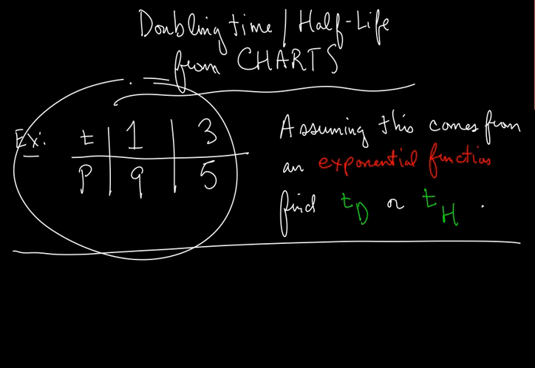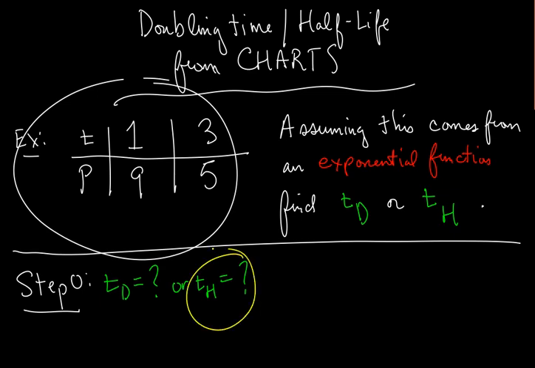Because remember, doubling time is only relevant to exponential functions which grow, and half-life is only relevant to exponential functions which decay. So that's the first thing you're going to have to do. Step 0 is to identify if you should be solving for TD or you should be solving for TH. In this case, you can see that at t equals 1, you start at 9, but then you go down to 5 at t equals 3, so this is definitely decaying. So this is definitely going to be a half-life problem.